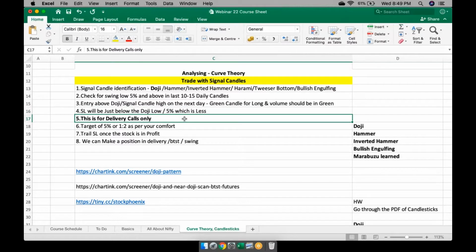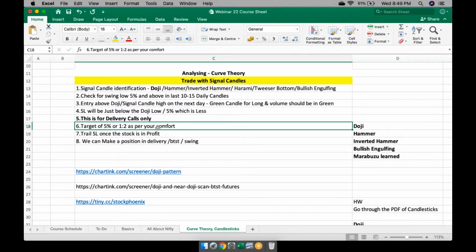No future, no option, no intraday. When you take a position, you have to hold it at least 5 to 15 days. Target of 5% or 1:2 as per your comfort. Trail stop loss once the stock is in profit. We can make a position in delivery, BTST and swing.